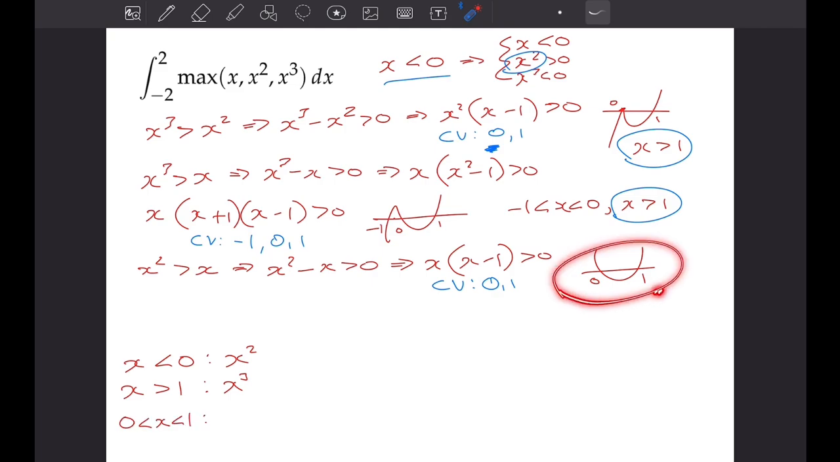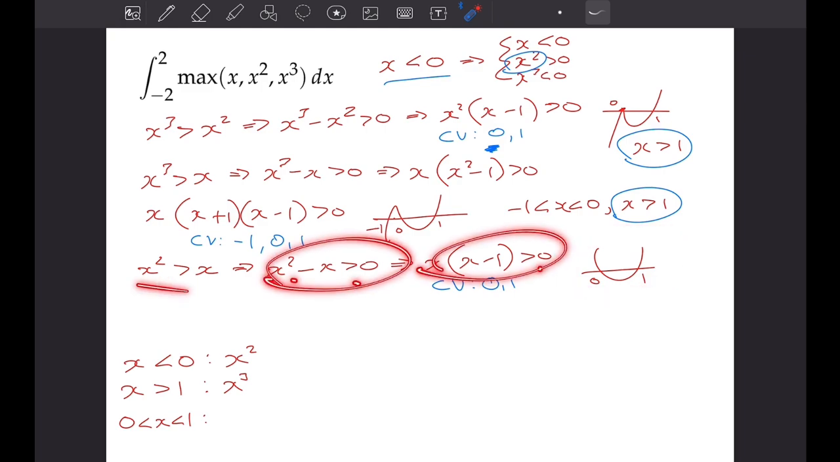So what we can see, we're looking for when this is positive. This happens outside of 0 and 1, but the region we're interested in is 0 to 1. So we actually want when this is negative. So we want the opposite of this, which means we want the opposite of this and the opposite of this. So that tells us x is bigger than x squared between 0 and 1.